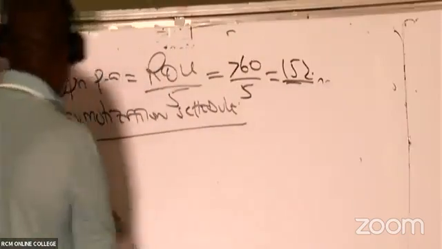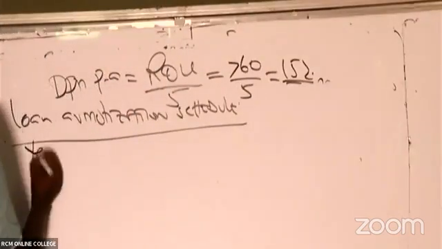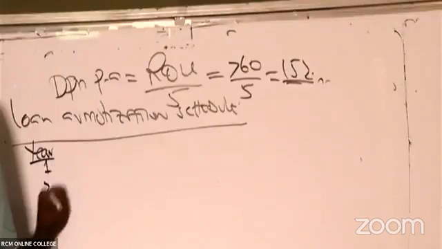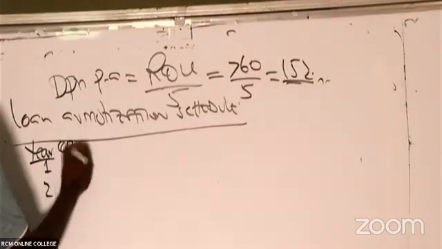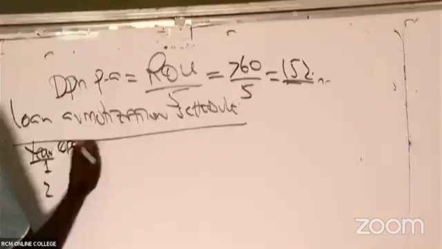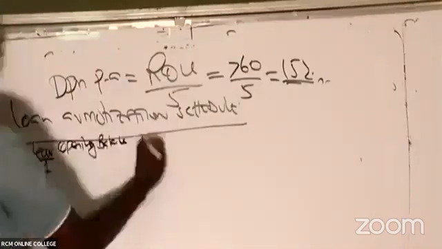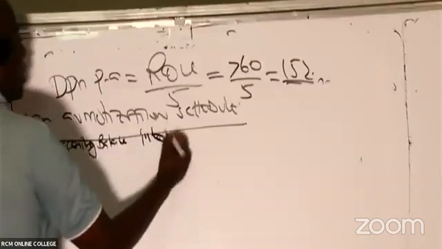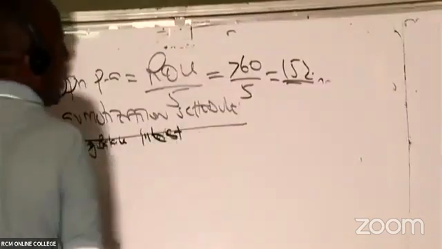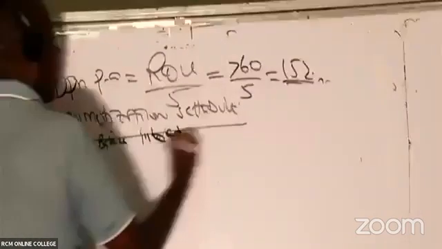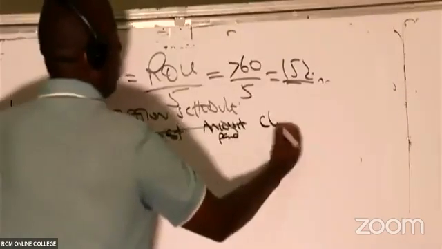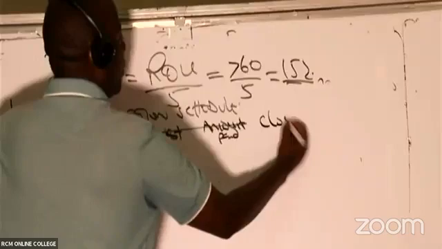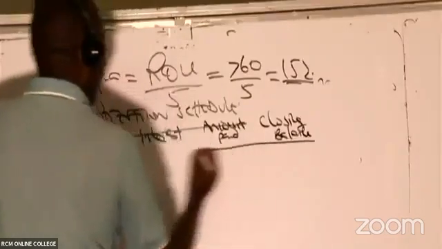We shall do year number 1 and year 2. And then we have the opening balance. Then we have interest. And then we have the amount paid. And then we have the closing balance.